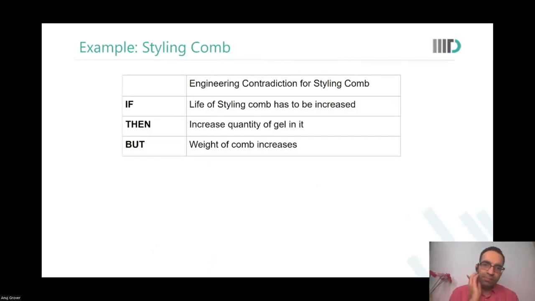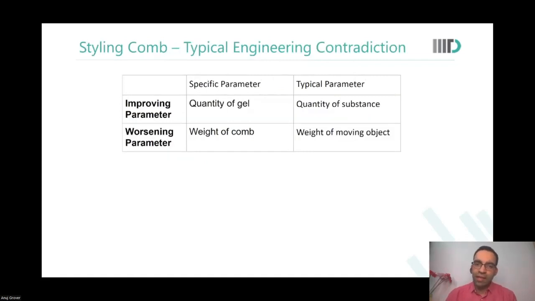You want to see one more example? Let us say a styling comb. So a styling comb has some gel in it. So we want to increase the life of the styling comb. So we want to increase the quantity of gel that it has. But then with that, the weight of the comb would increase. So this is not something we desire.